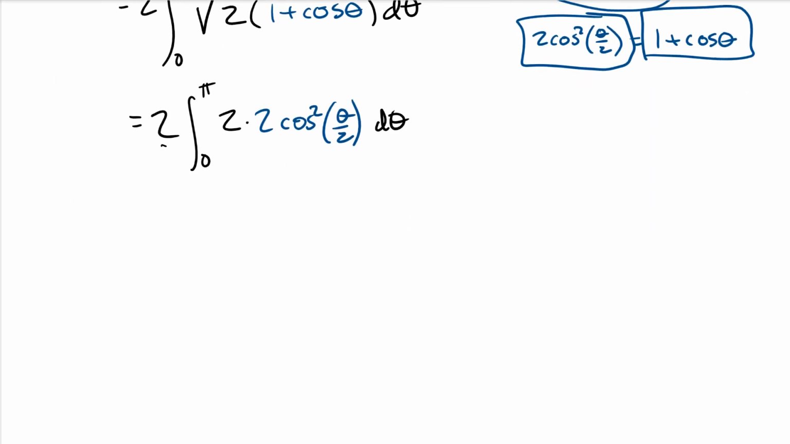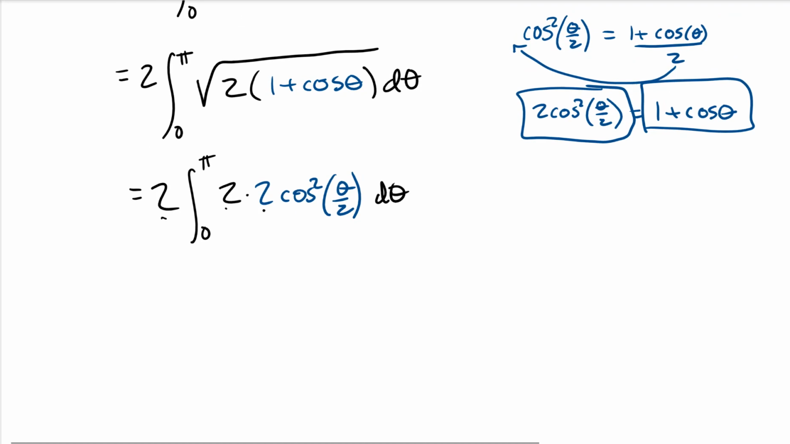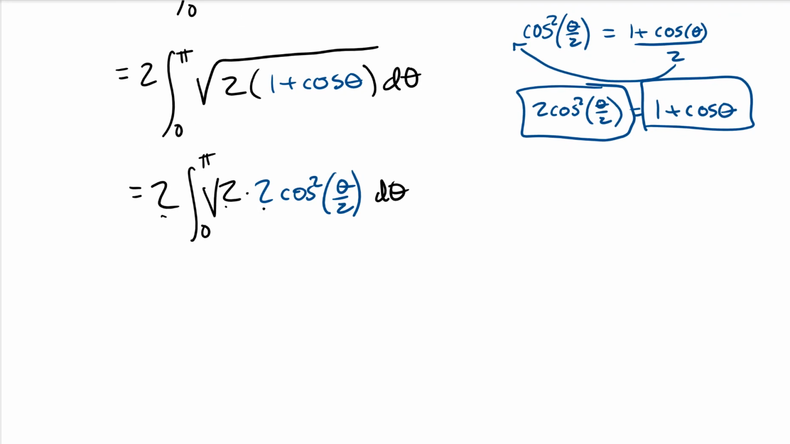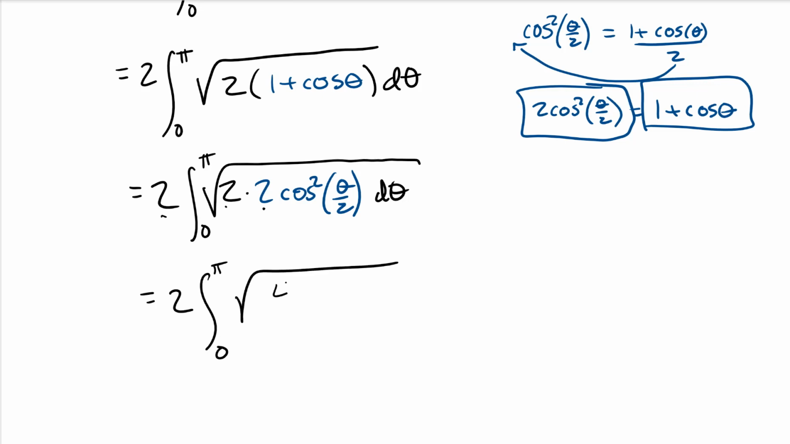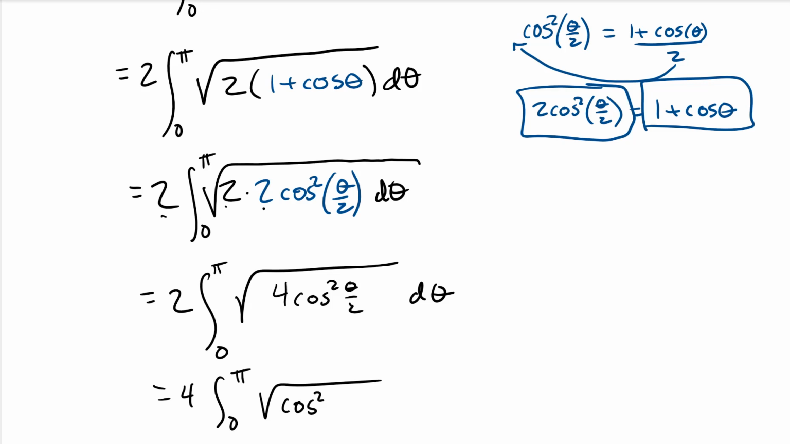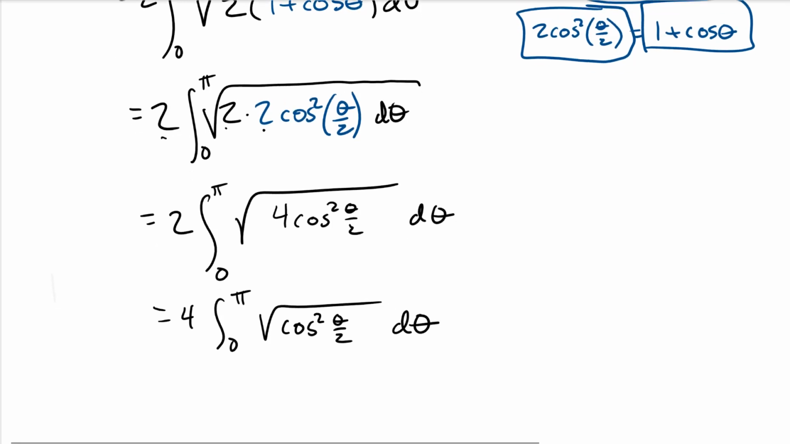So it looks like we have 2 times 2 times 2. Oh, I forgot the square root. So we have 2 times the integral from 0 to pi of the square root of 4 cosine squared of theta over 2 d theta. But we know the square root of 4 is 2, so we yank that out. And now we have the square root of cosine squared of theta over 2 d theta.